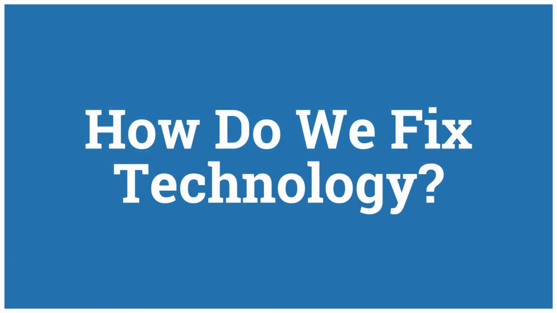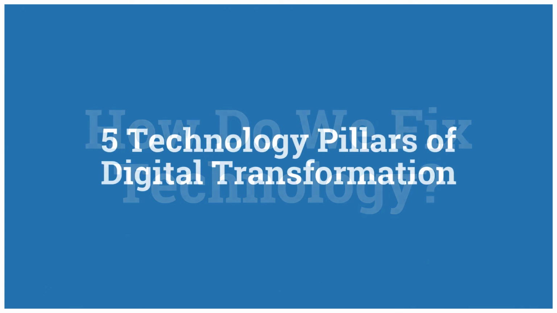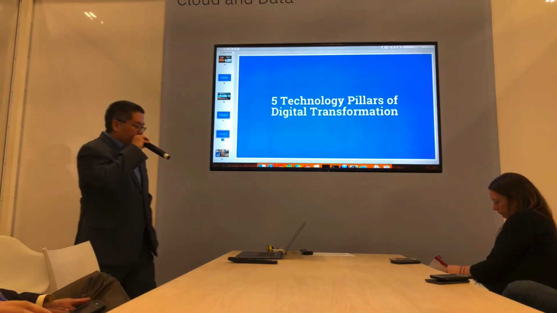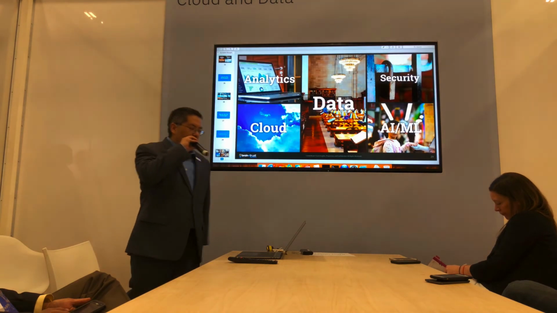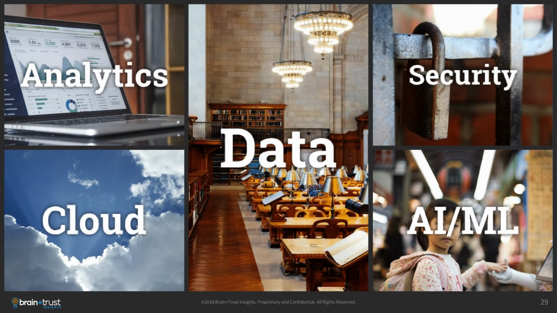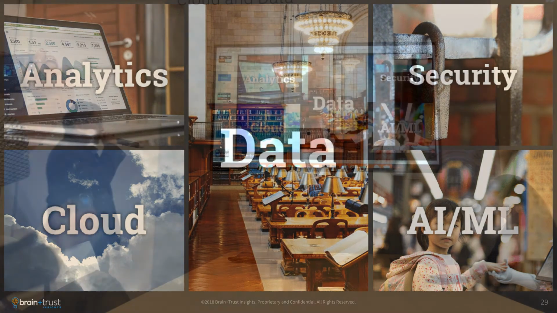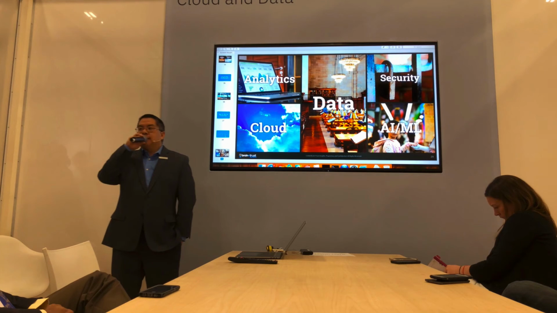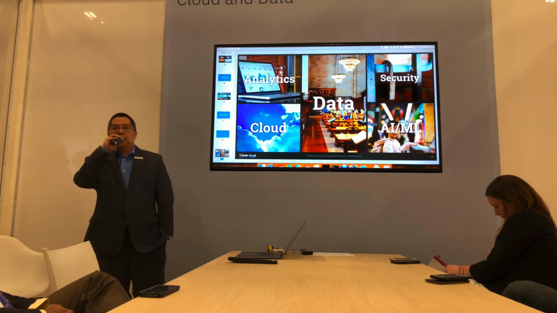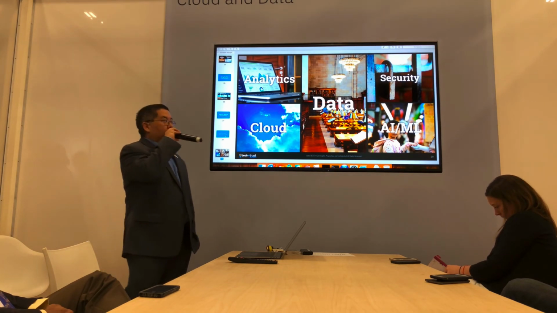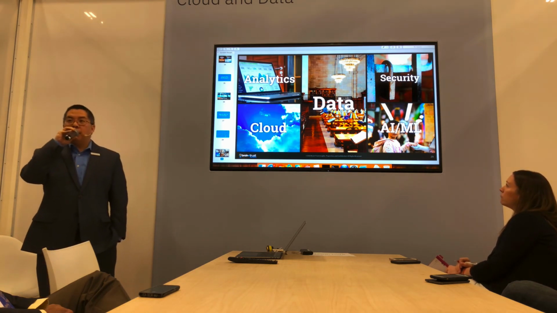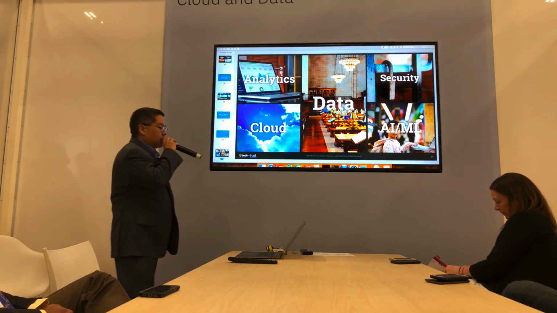And finally, addressing the technology. How do we fix the technology part? There are 5 technology pillars of disruption and transformation. These 5 pillars are surprisingly what everybody said they were at the beginning. Analytics, cloud, security, AI, and data. You need all 5. These days, in order to transform an organization and make it function better, or even just a simple pilot project, you kind of need all 5. If you don't have all 5, something horribly wrong is going to happen.